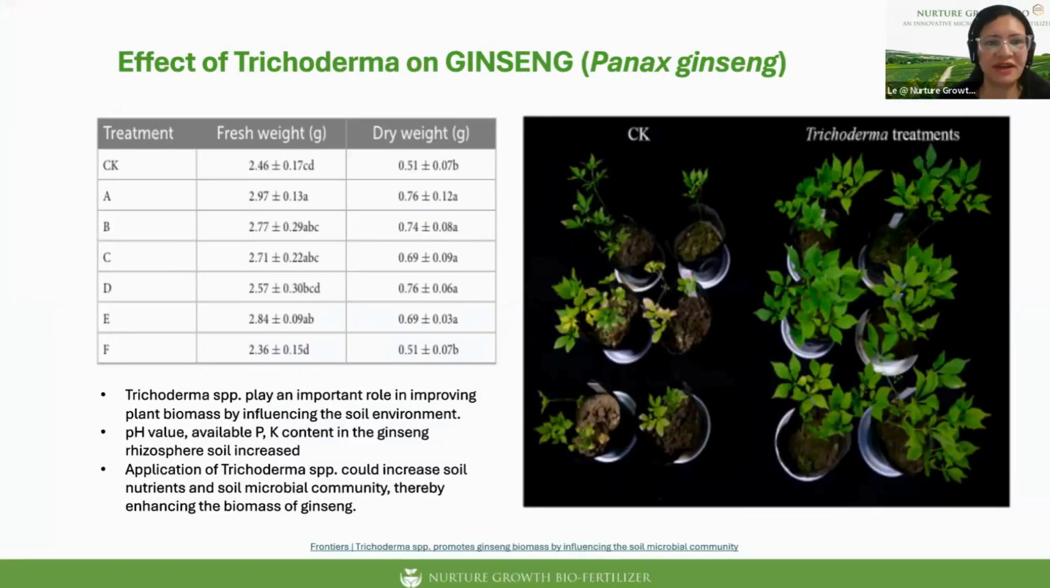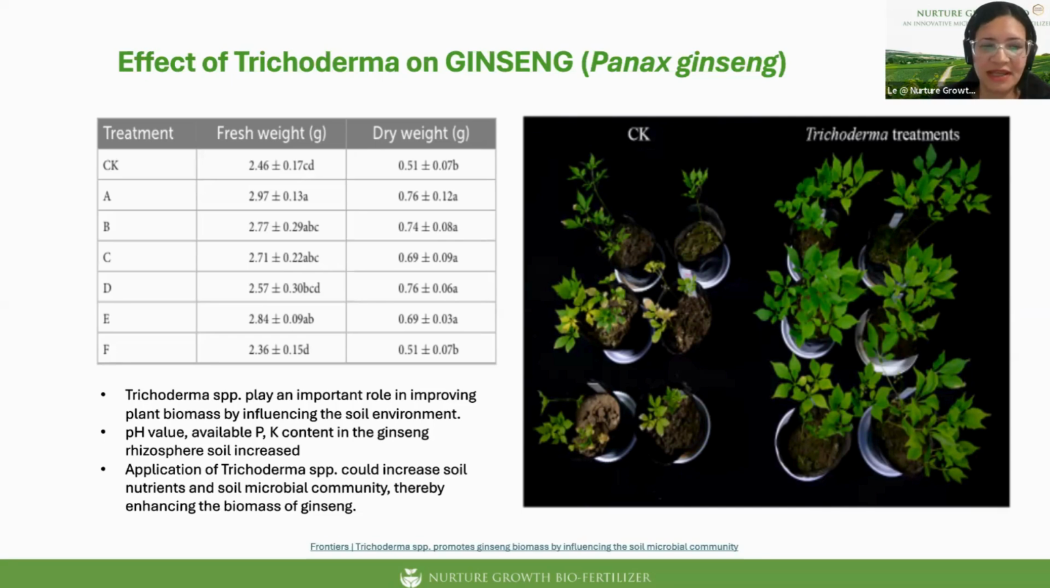This is a slide showing the effect of Trichoderma on the ginseng plant. In this slide, we can see that they treated some plants with Trichoderma and kept some plants as control. Trichoderma plays an important role in improving plant biomass by influencing the soil environment. After treating, they checked the fresh weight and dry weight of the plants, and found that the plants treated with Trichoderma showed better results in comparison to the control one. This shows the important role of Trichoderma in improving plant biomass by influencing the soil environment.